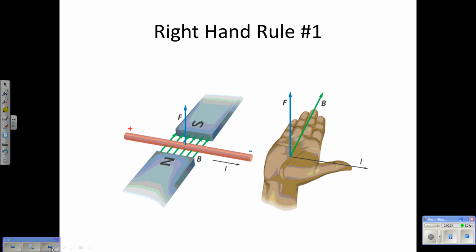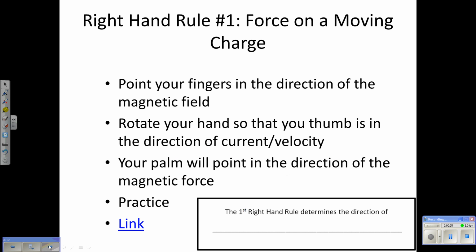The right-hand rule, as the first box of your notes says, the first right-hand rule determines the direction of the force on a moving charge. Okay, so this box right here, that's what you're going to fill in there for it. Alright, so the rest of the slide is the breakdown. If you had trouble, you can go back to the other video.